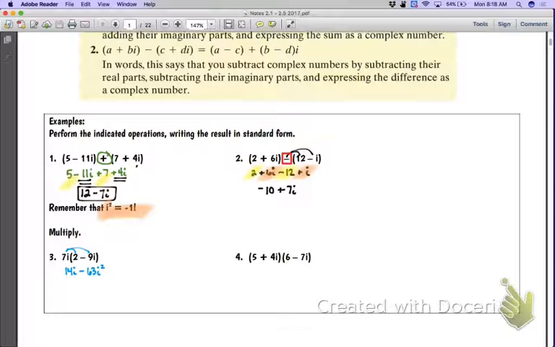Now, again, don't leave it like this. We are not finished. Because what is i squared? Negative 1. So it's really negative 63 times negative 1. So what is negative 63 times negative 1? A positive 63. Okay? Now, we're not finished here. Because if I have 14i and I bring it around, standard form, the real number goes in front. So I'm just going to switch my order: 63 plus 14i. Now I'm finished.